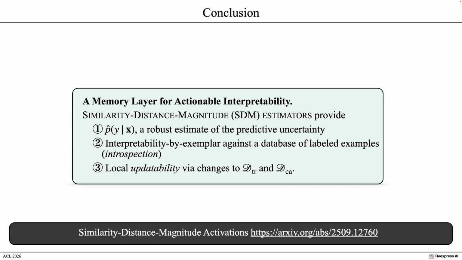In summary, this work introduces SCM activation functions and SCM estimators, which are robust and interpretable estimators of the predictive uncertainty. In this way, SCM activations provide a principled, data-driven substrate for approaching selective classification, calibration, and out-of-distribution detection with language models.